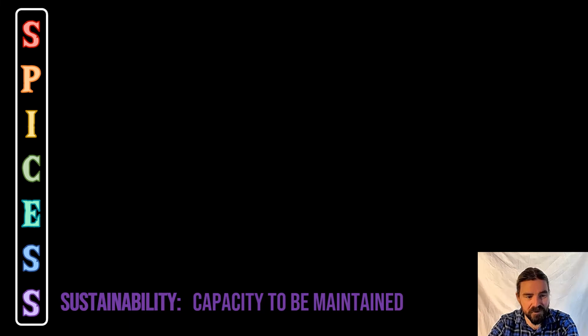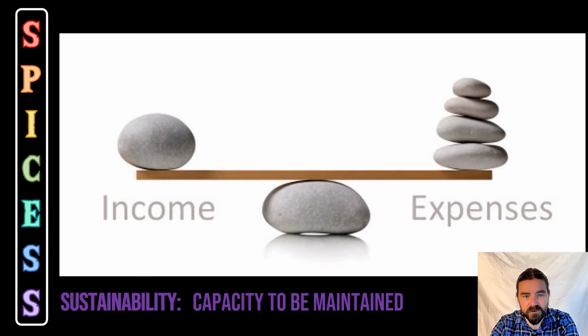And finally, sustainability. So is what's going on in the geographical issue that you're talking about able to be maintained into the future, or is it unsustainable, meaning that it's going to come crashing down at some point? So the example I gave before is looking at your expenses versus your income. Your income needs to be as great as your expenses, otherwise that's unsustainable.